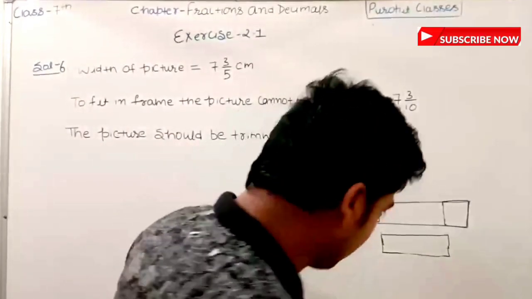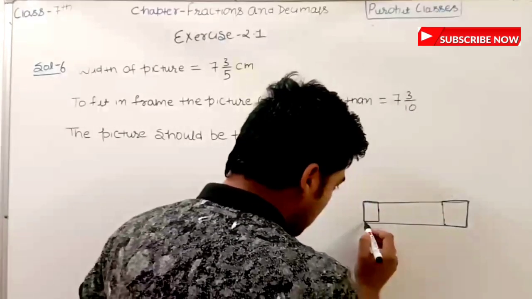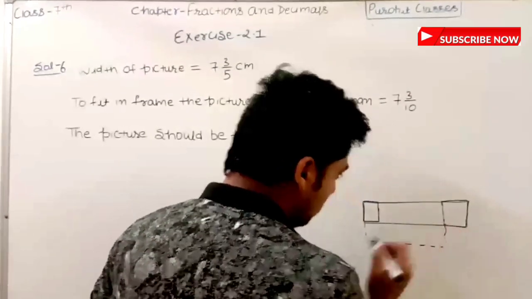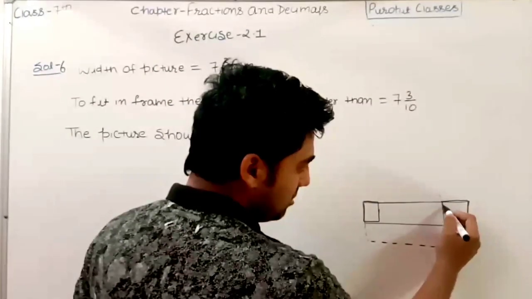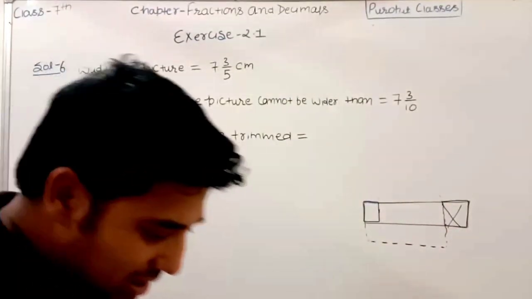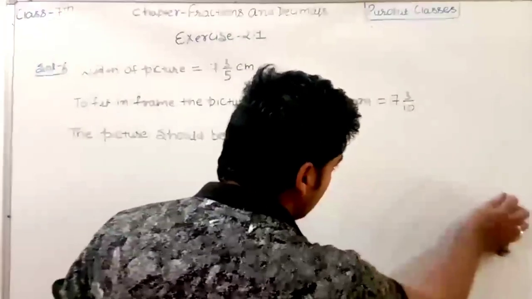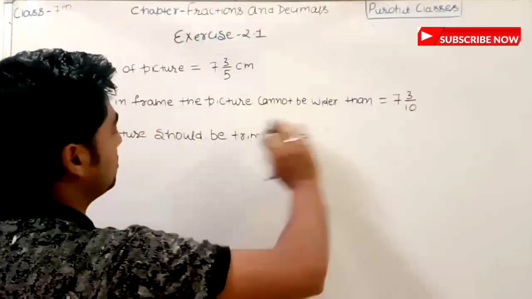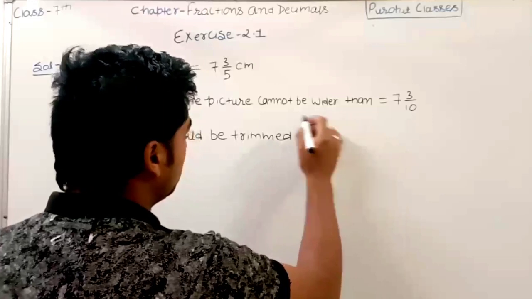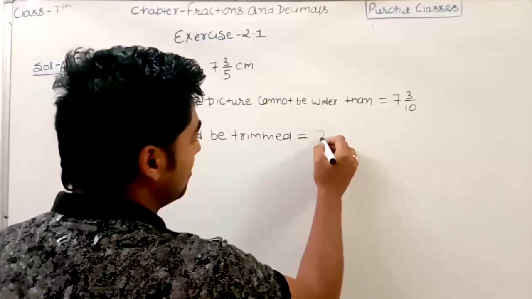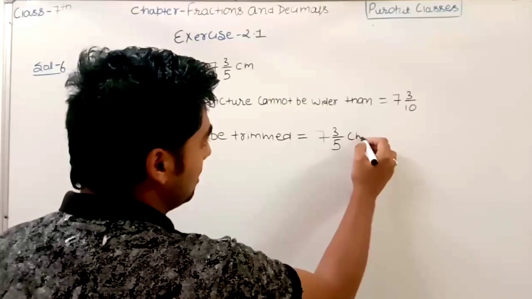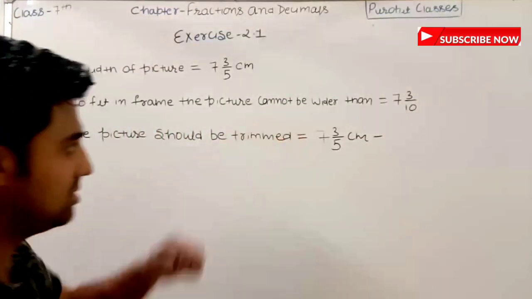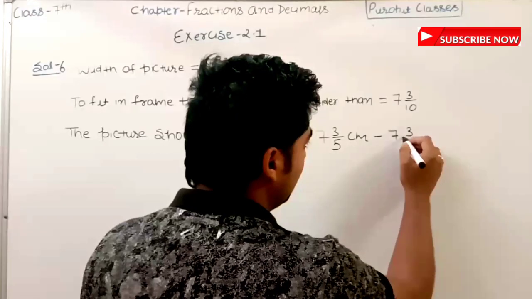Another way is also here: we will keep the frame from one side and it will come up to here. So it means we will trim this part. But mathematically, when we have to eliminate or trim, we go by subtraction. Understood? We go by subtraction. So here, as you know, we always subtract the smaller value from the greater value. The picture is more than the frame. So this is 7 whole 3 by 5 centimeter, and this will be minus 7 whole 3 by 10 centimeter.